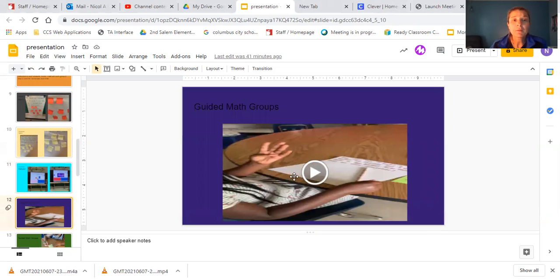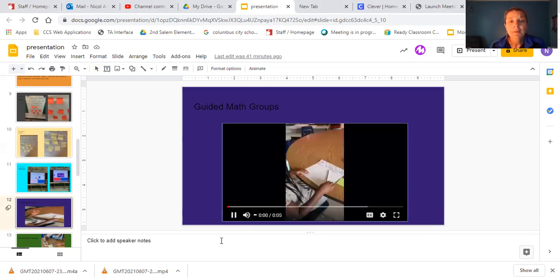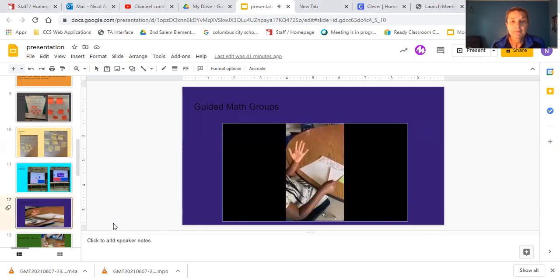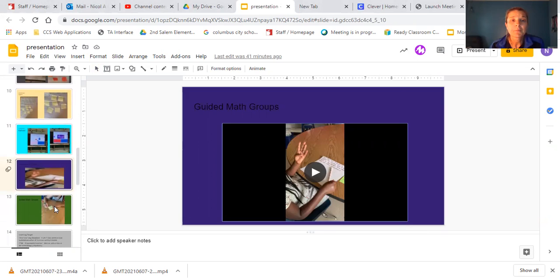Here's just an example of one of my guided math groups. So this little girl was doing an addition word problem and she's counting on. So that was her strategy that she picked. 8, 9. So here she was counting on, she had to write her equation and the sum.